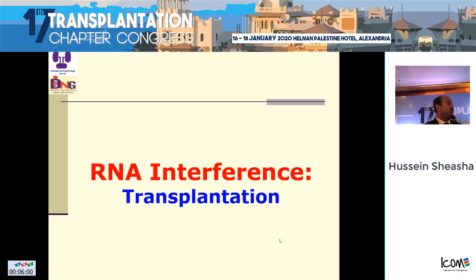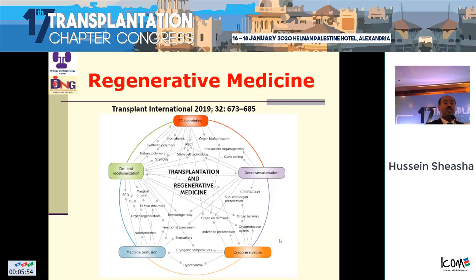Regarding transplantation, are there any studies to use RNA interference therapeutics in renal transplantation or organ transplantation? It seems that RNA interference therapeutics is one of the fields of regenerative medicine.